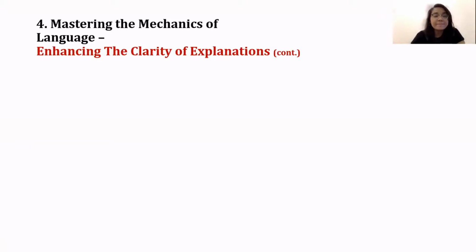So previously, it was about handling questions, right? And now it's about how to make sure that the explanations we have given to our students are clear enough for them to understand.